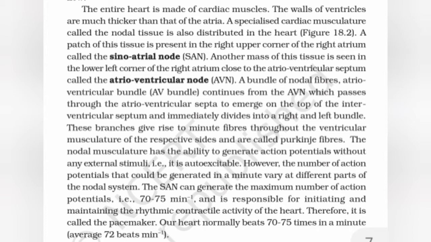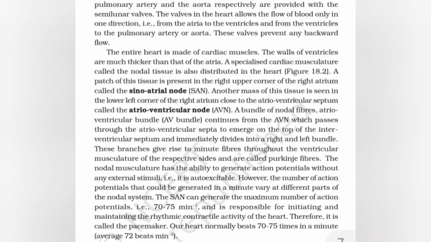A specialized cardiac musculature called the nodal tissue is also distributed in the heart. A patch of this tissue is present in the right upper corner of the right atrium, called the sinoatrial node, SAN. Another mass of tissue is seen in the lower left corner of the right atrium close to the atrioventricular septum, called the atrioventricular node, that is AVN.